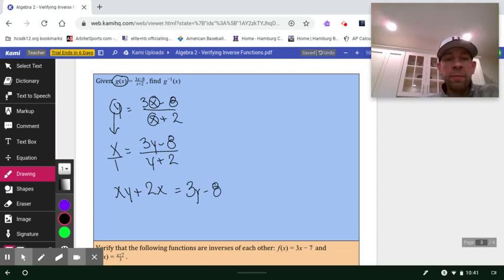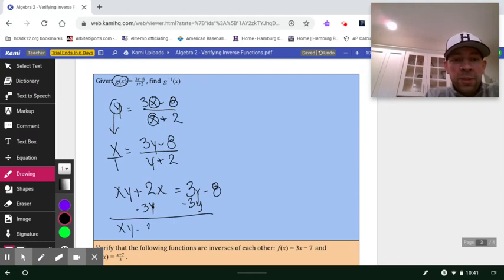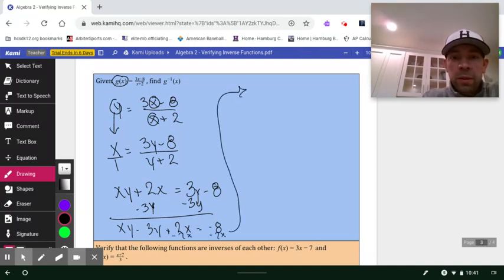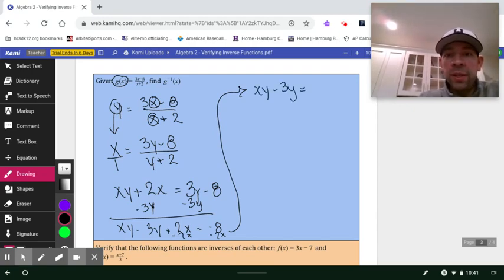So basically, my end goal is to solve for y. So what I want to do is group all of the y's on one side together. And so what I'm going to do is subtract a 3y. And so now I've got, let's say, xy minus 3y plus 2x equals negative 8. And then I want to subtract this 2x from both sides. So now we could say xy minus 3y equals negative 2x minus 8.